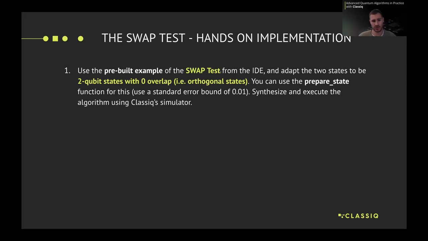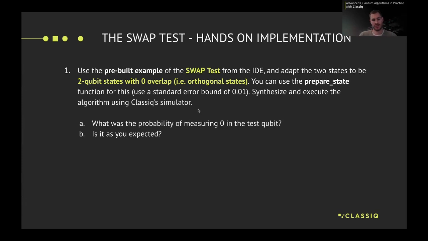But what I want you to do is to prepare these 2 states. First, prepare 2 states with 0 overlap, and then I want you to synthesize the algorithm and execute using the Classiq simulator, and we want to understand two things. So what was the probability of measuring 0 in the test qubit, and is it as you expected?